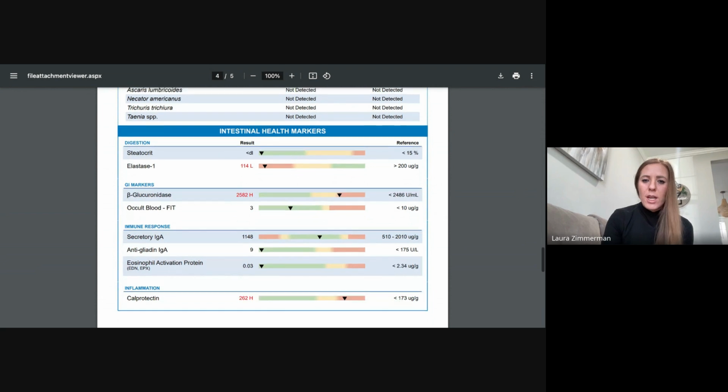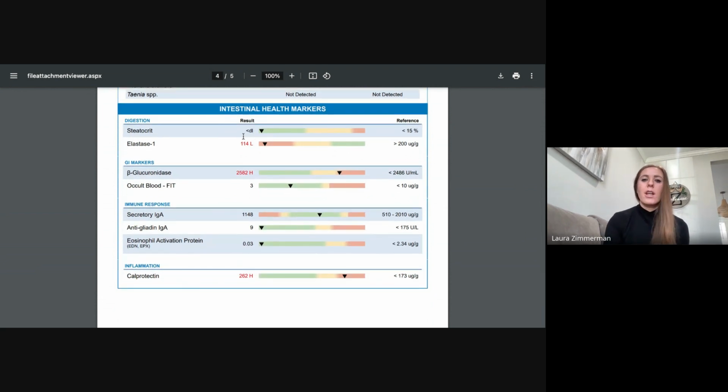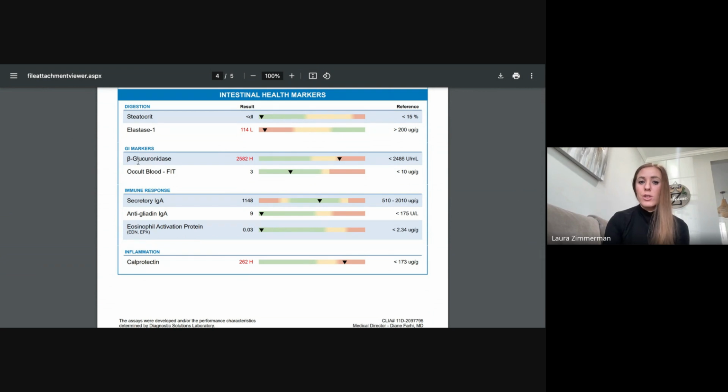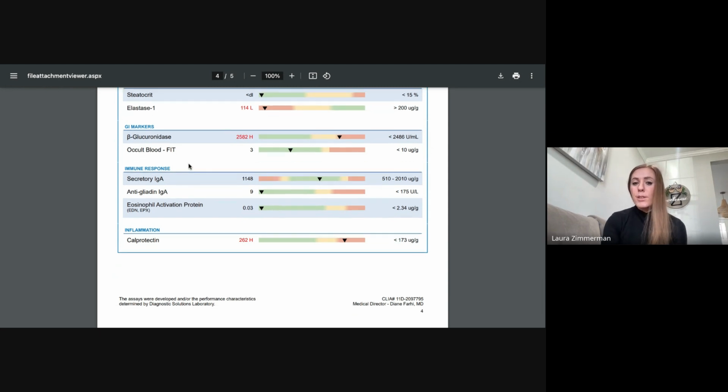And then my favorite section here is the intestinal health markers. And so if you look at steatocrit, this is how much fat is in your stool. If you look at elastase, this is really looking at how well your pancreas is secreting enzymes to help with digestion. There's GI markers, so beta-glucuronidase and occult blood. We don't want any blood in our stool. Sometimes if it's low levels, it can be from something as simple as hemorrhoids, which honestly most people have. It looks at the immune response in your colon, so different antibodies and eosinophil activation proteins. We want all of this in balance.